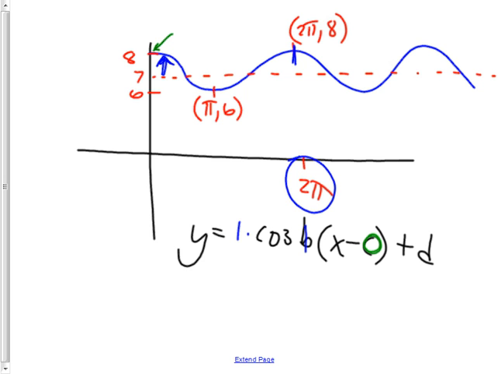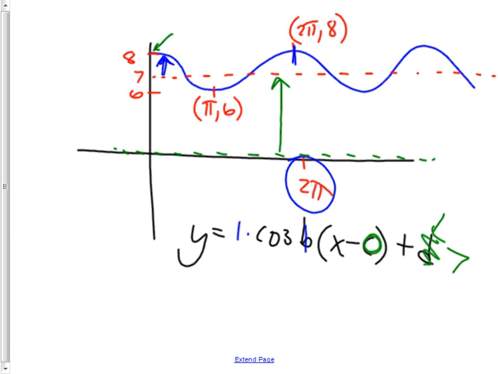The last thing is, was it shifted up? That's the upshift. Yes. The dotted line, the normal line for cosine or sine, runs through there. How far up did it shift? So therefore, that's 7. Raise your hand if you had that one right.